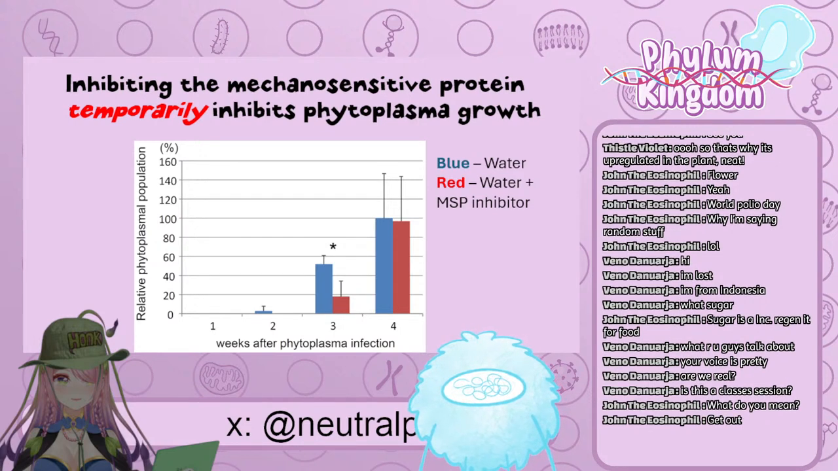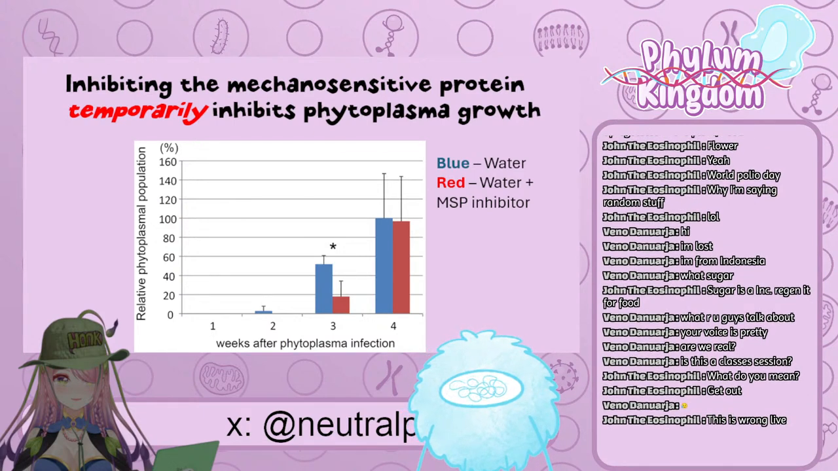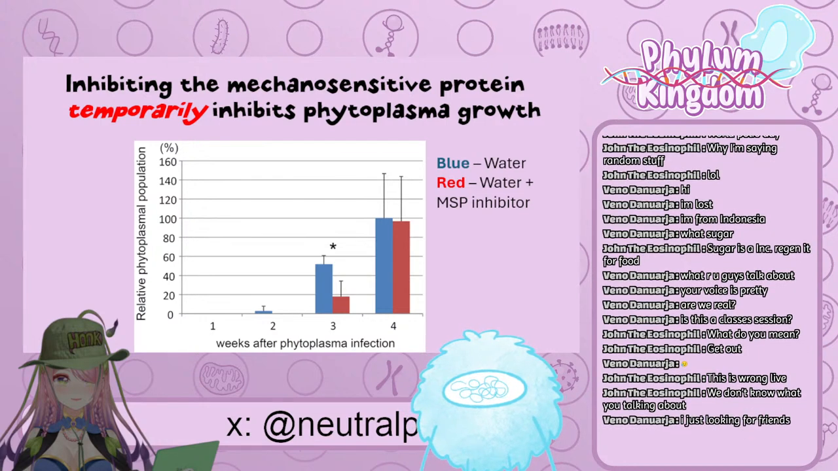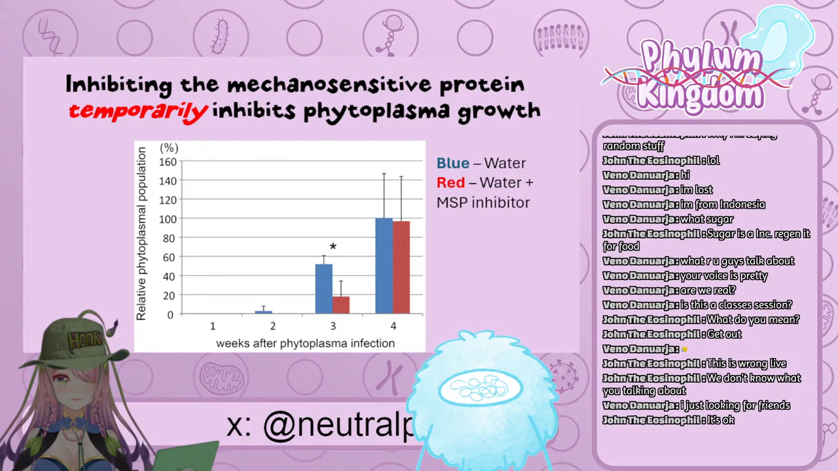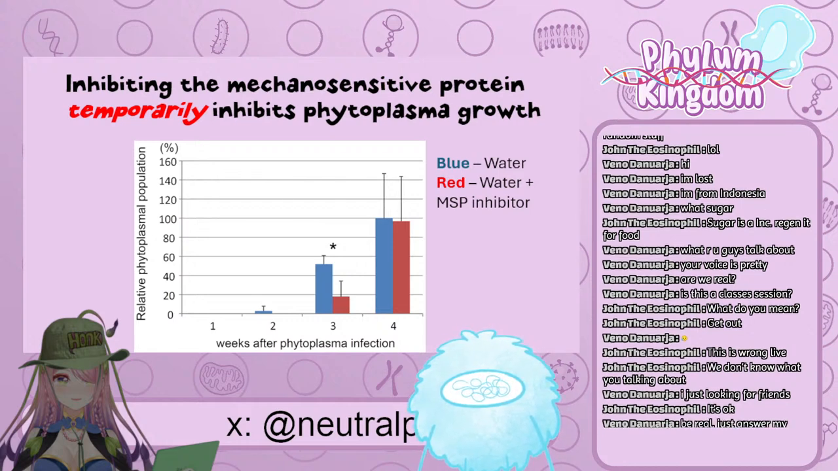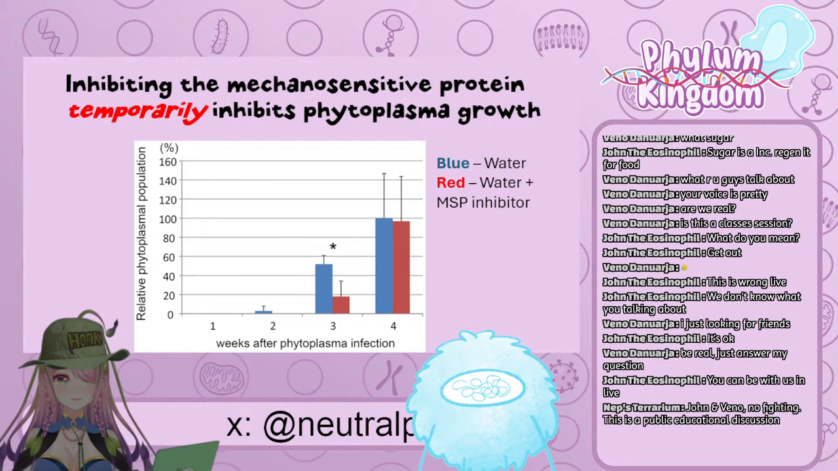if this protein is upregulated in the plant, if we treat it with a drug that blocks this channel, will that affect the phytoplasma growth? So this is their attempt to test their ideas. Here's what they did. They did their whole thing where they infect the leafhoppers and then they go ahead and infect plants. After infection, there's a group of plants that are going to be fed water and another group that is going to be fed water and a channel inhibitor. You can call it a poison that stops the function of this mechanosensitive protein.